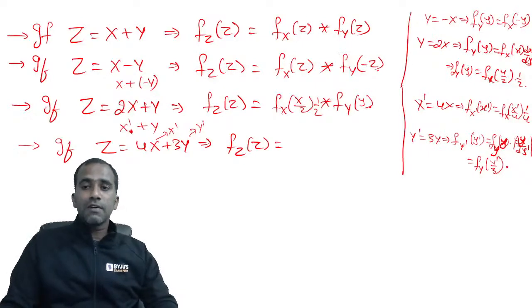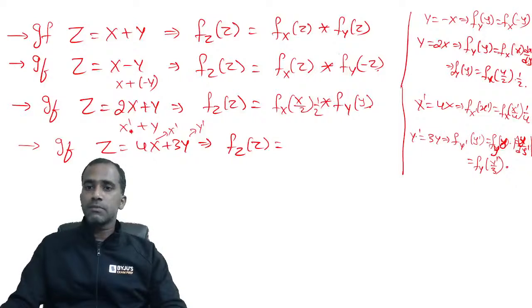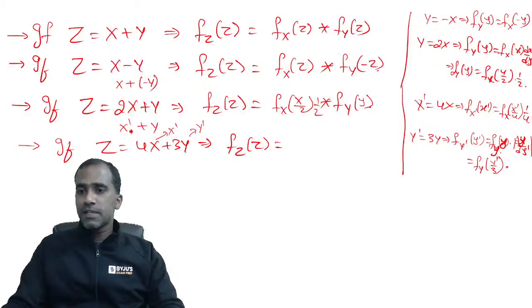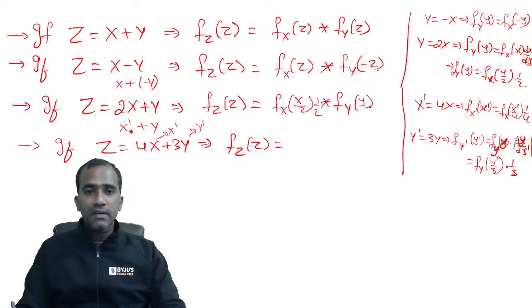If you want to differentiate y with respect to y dash, express y in terms of y dash, which is y dash by 3. Differentiation is 1 by 3. So shall we write the convolution now?